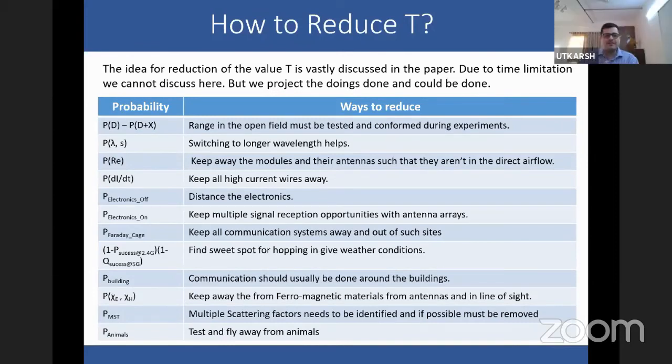Just the last slide. So P Faraday cage is to keep all communication systems away from and out of such sites. And P of success, hopping over the network. We find the sweet spot for hopping in given weather conditions. P of building: communication should usually be done around the buildings.